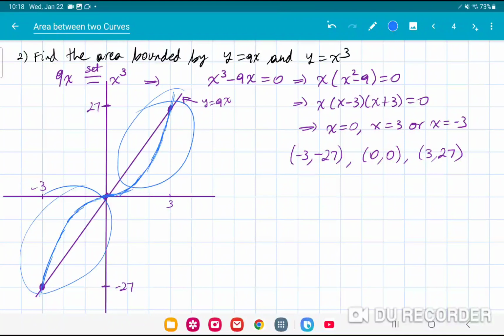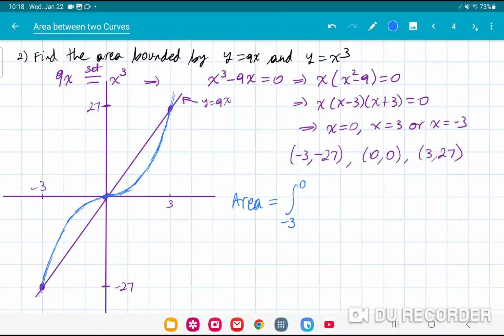So to calculate the area, we need to do 2 separate integrals. Okay? Integrate from negative 3 to 0 for this area, with the top function being x cubed minus the bottom function being 9x, dx, plus the second integral from 0 to 3, this guy here, of the top function being 9x minus the bottom function being x cubed, dx.